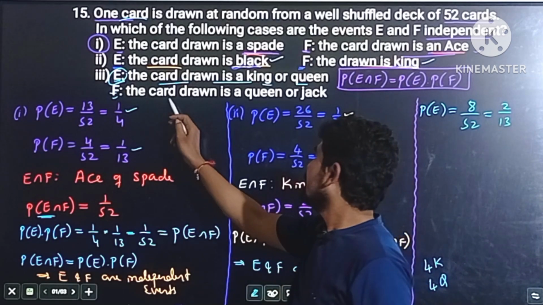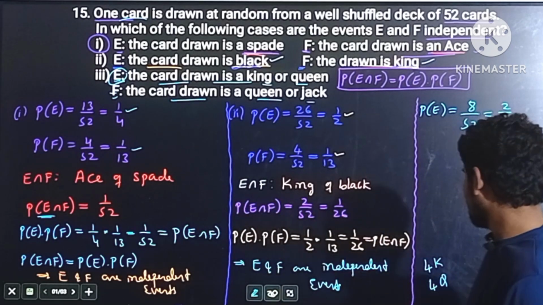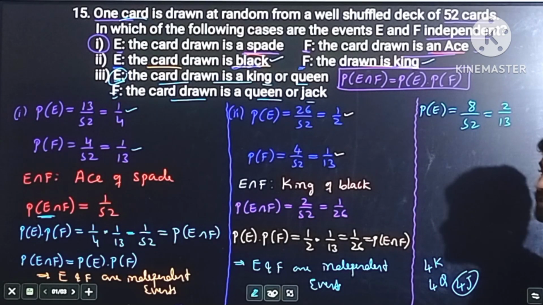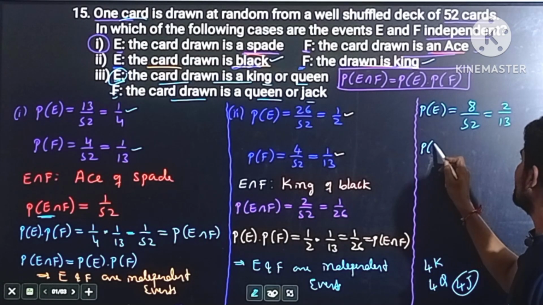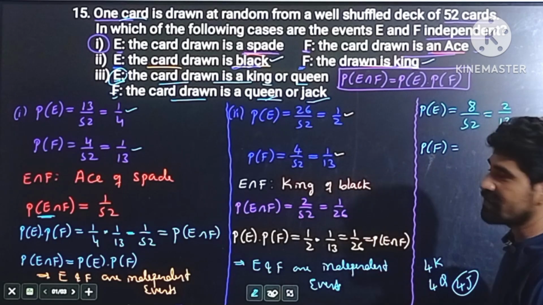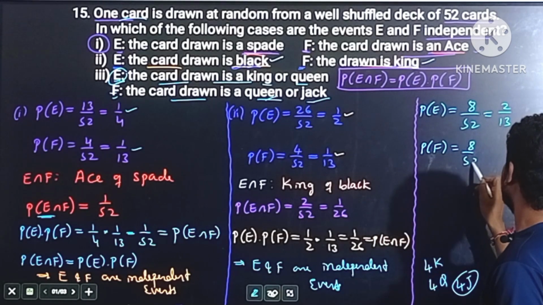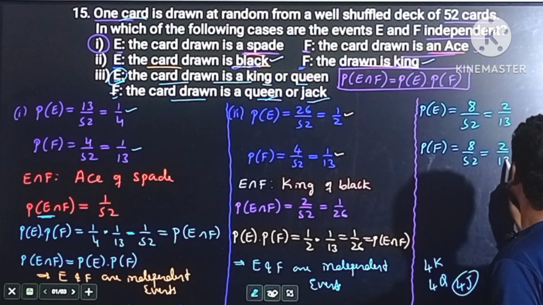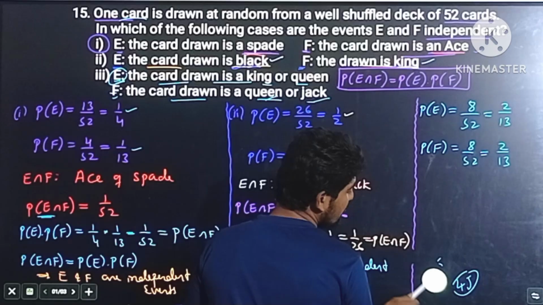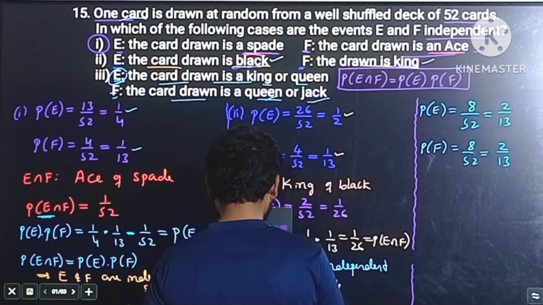And F is the event that the drawn card is queen or jack. Again the same thing, there are totally 4 jack cards in a pack. Therefore, the probability of the event F is equal to 4 queen cards plus 4 jack cards, which is 8 divided by 52, equal to 2 divided by 13. So the probability of getting a queen or jack card is 2 by 13.